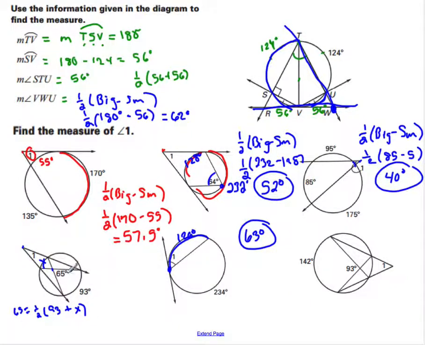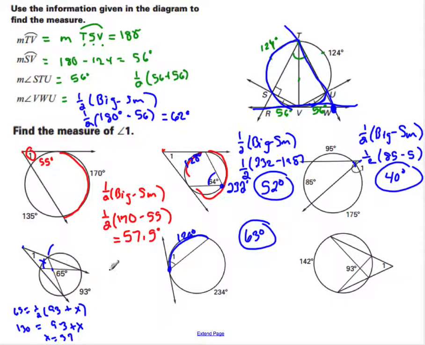So again, 65, this angle here is on the inside. So I say 65, the angle, is equal to 1/2 the big plus the small right there. I multiply both sides by 2. That would give me 130 equals 93 plus x. Subtract 93 from both sides, and I would get x equal to 37.